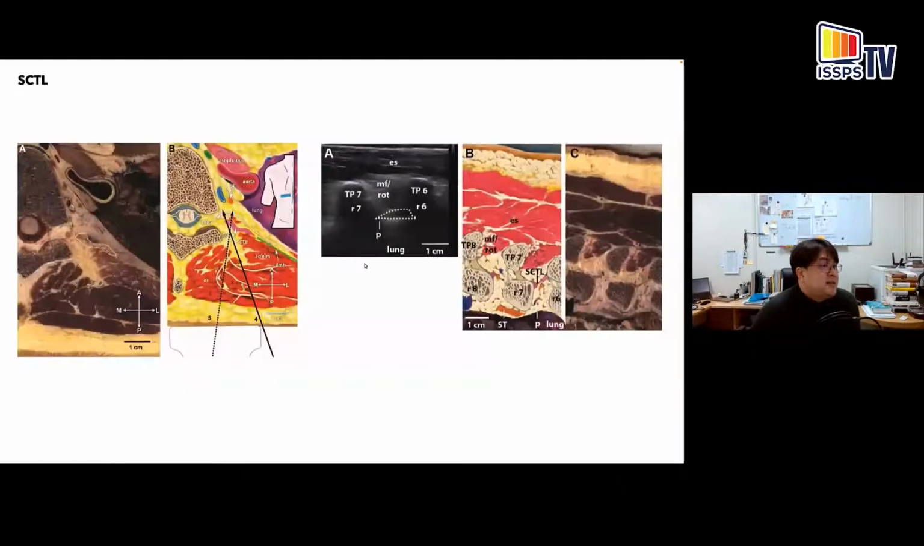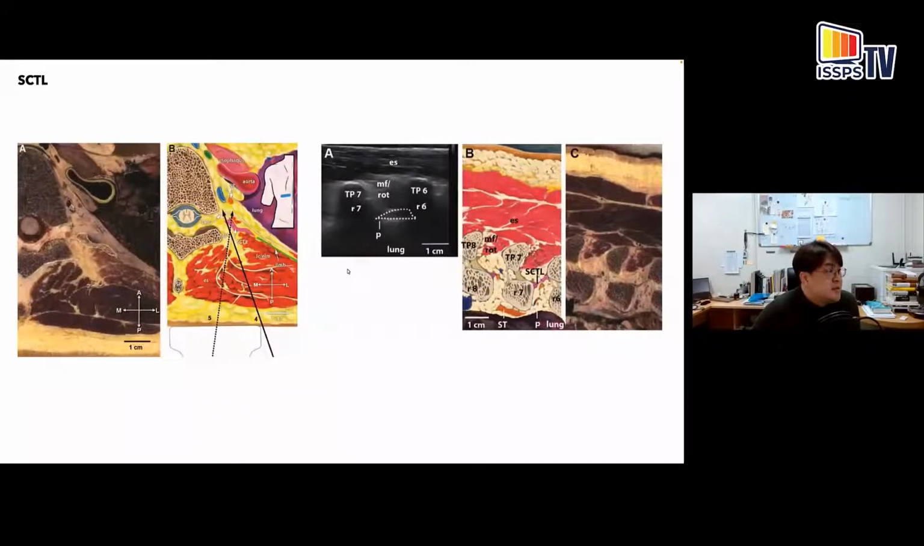The SCTL formed the posterior wall of the TPVS, but it was an incomplete border. In Karmakar's study, there was a gap here, a gap between the SCTL and vertebral body. This gap has been known as the costotransverse foramen, CTF. Paraspinal muscles, including erector spinae or multifidus, are located posterior to the TPVS. So the SCTL might be a boundary between the TPVS and this back muscle compartment.